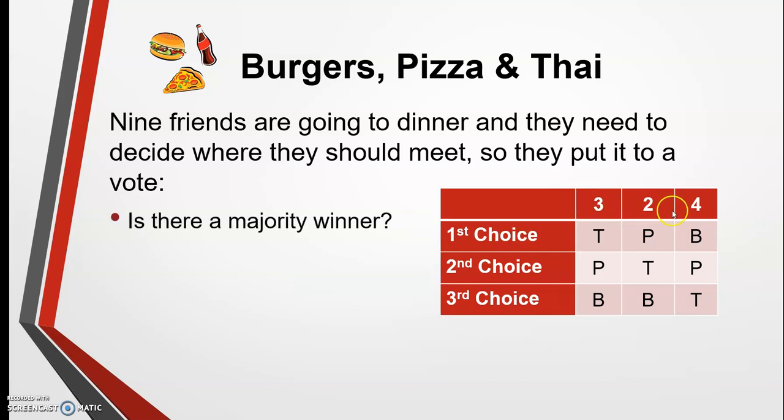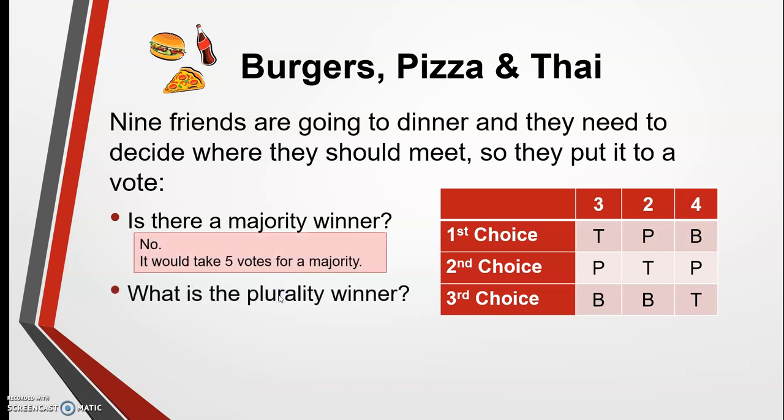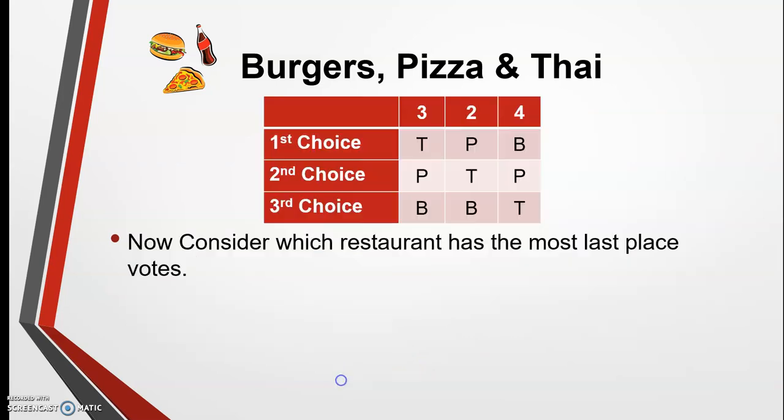Well, there are 3 plus 2 plus 4, or 9 total voters, so a majority would be half, 4.5, rounded up to the nearest whole. So a majority would take 5 votes, and as you can see, tie received 3, pizza 2, and burgers 4. So no, there is not a majority winner. Who is the plurality winner in this case? Well, burgers has the most with 4 votes, so it would be the plurality winner.